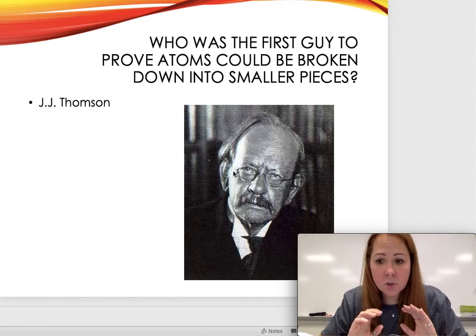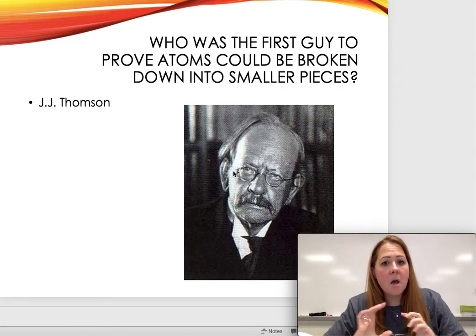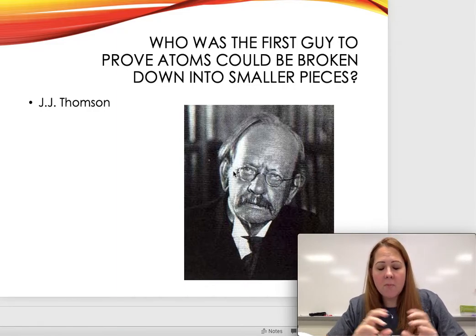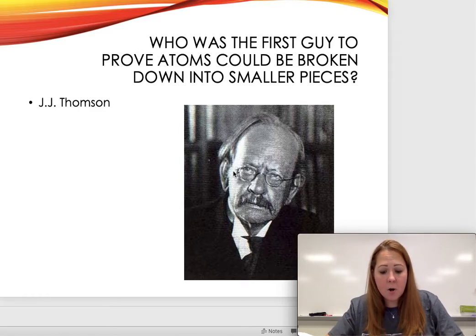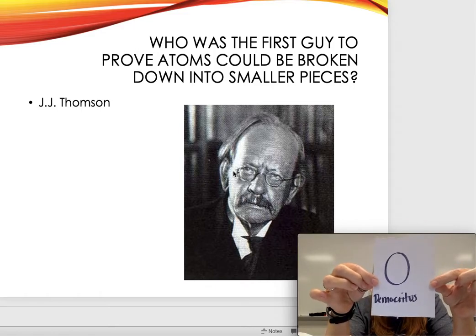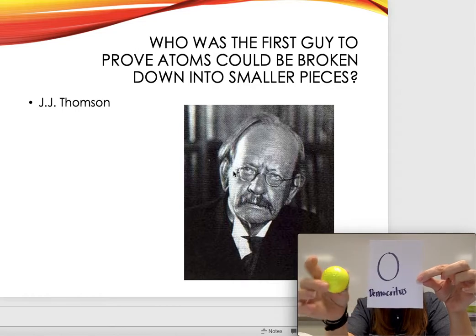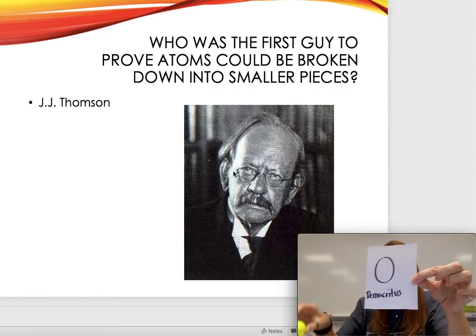So we started with the word atomos, and with the word atomos, we looked at, in general, who came up with that term. The tiny indivisible particles was Democritus. So again, I just had that one up there. Democritus would draw an atom as just a circle. So he thought that they were just tiny indivisible little spheres that didn't have guts inside of them.